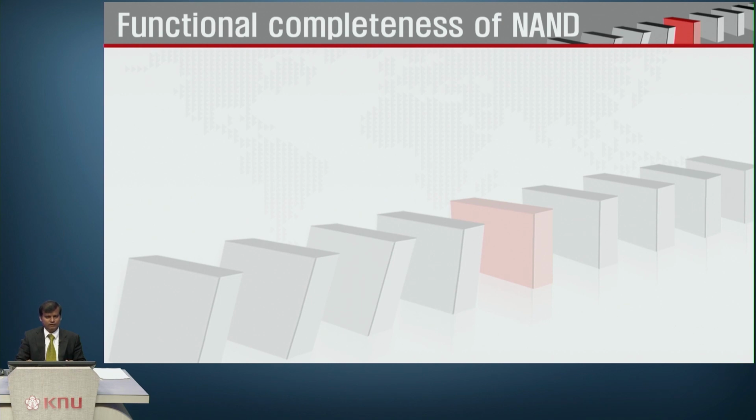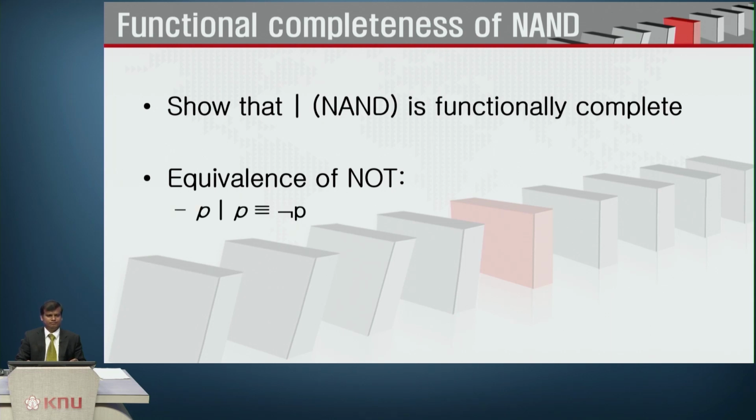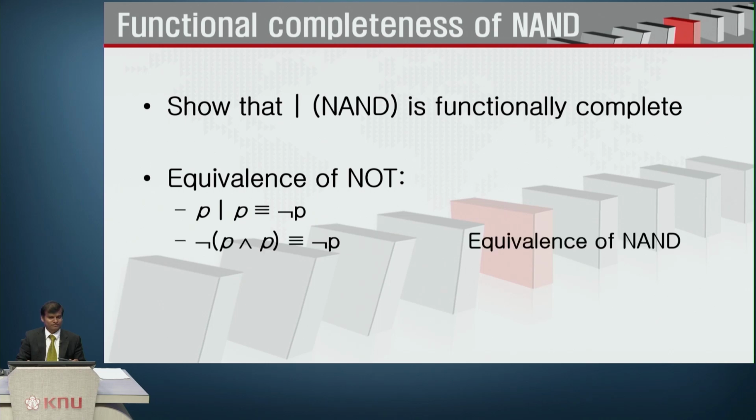I will give you an example of this functional completeness. Let's think about the functional completeness of the NAND operator. Show that the NAND operator, whose symbol is just the straight line, is functionally complete. First, the equivalence of NOT. Here, P NAND P is equivalent to negation of P. This is the property there. And negation of (P AND P) is equivalent to negation of P. Again the equivalence of NAND is popping up. P is equivalent to P, the idempotent law.